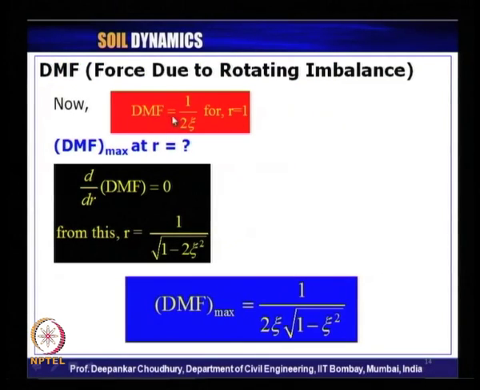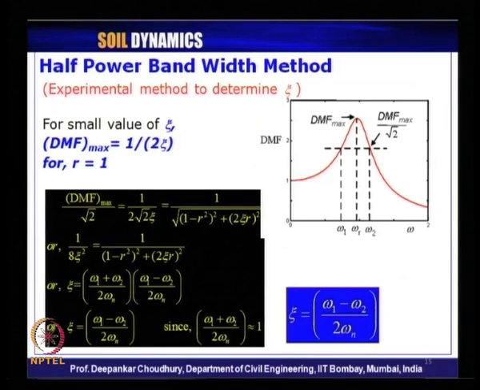Now, DMF is equal to 1 by 2 eta for r equals to 1 when the maximum occurs. Just now we have derived that it occurs at 1 by root over 1 minus 2 eta square, and that maximum value of DMF is the same as the previous case, that is 1 by 2 eta root over 1 minus eta square. Let me come now to another subtopic, which is called the half power bandwidth method.